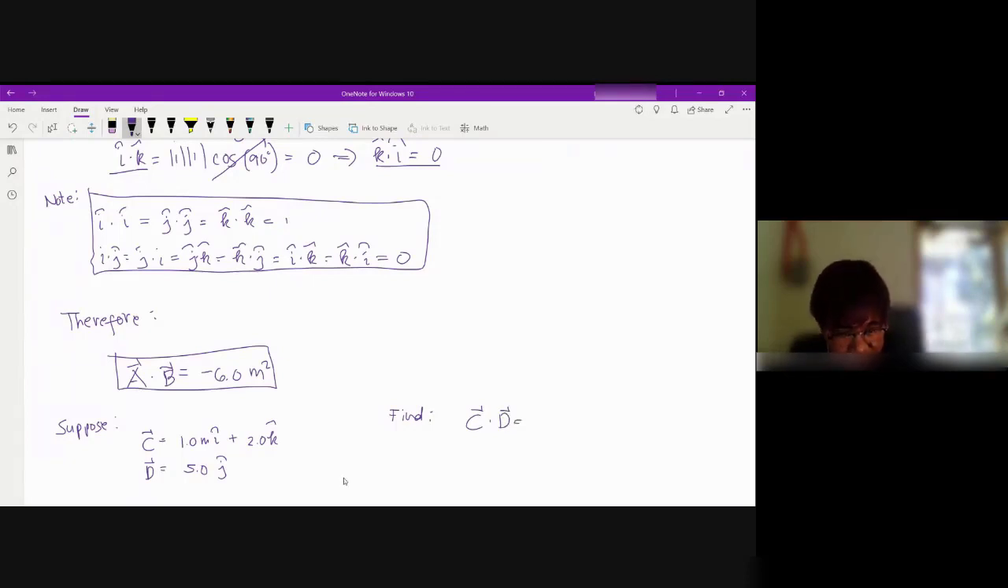Write the result, class. 1 meter I hat plus 2 meter K hat, and then dot with 5 meter J hat. Don't forget the units, so you have meters here.